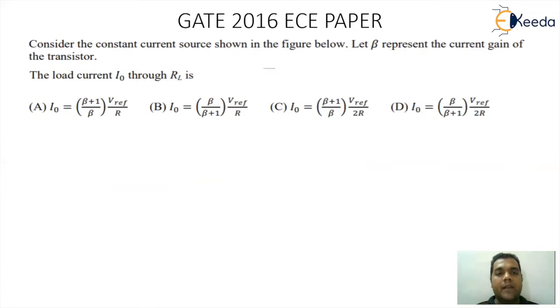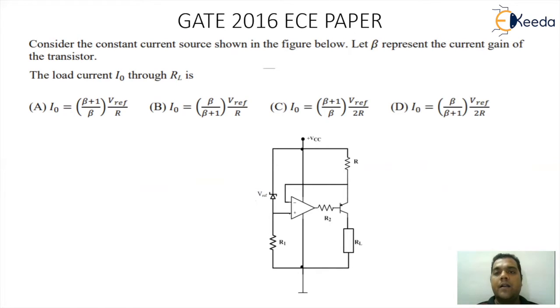Next question is from the GATE 2016 EC paper. Let's have a look at the question. The question is, consider the constant current source shown in the figure. Let beta represent the current gain of the transistor. The load current IO through RL is: option A, IO is equal to beta plus 1 by beta into Vref by R. Option B, IO is equal to beta upon 1 plus beta into Vref by R. Option C, IO is equal to beta plus 1 by beta Vref by 2R. And option D, IO is equal to beta upon beta plus 1 into Vref by 2R.